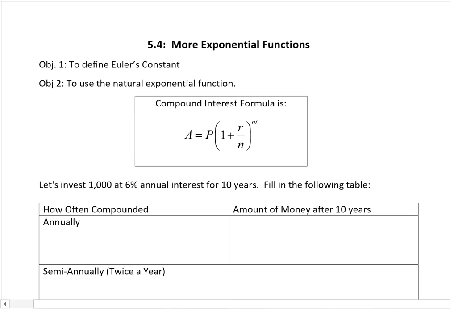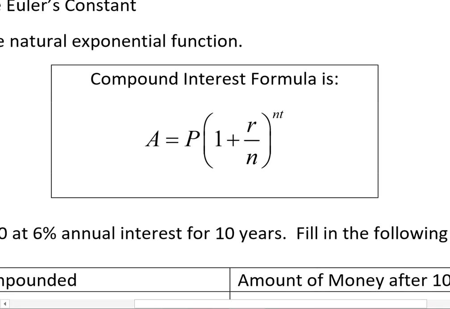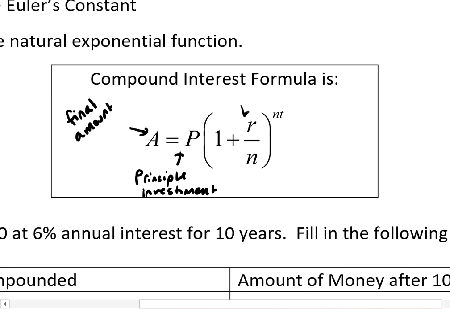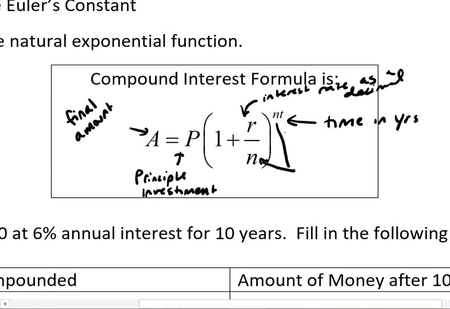The compound interest formula looks like this. Okay, so when we have these different letters, A is representing the final amount, P is the principal investment, or the initial investment. R is the interest rate as a decimal. T is time in years. And N, these two N's, there's two of them, is the number of times compounded in 1 year.